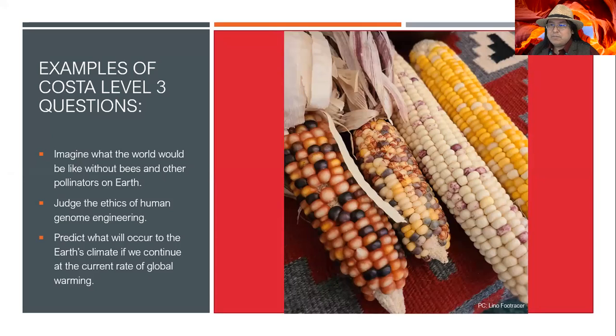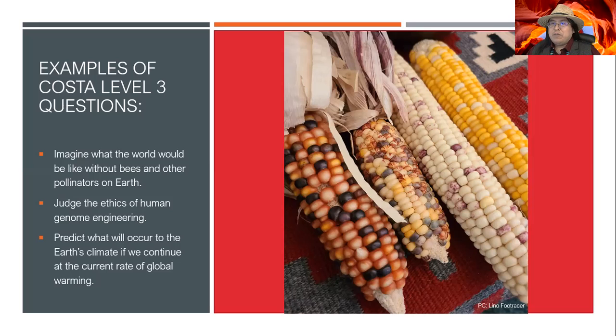Level 3 questions, some examples of this could be, imagine what the world would be like without bees and other pollinators on the earth. We could talk about the history in China where Chairman Mao had some of the sparrows and birds killed, and that caused locusts to overrun and ended up causing a famine. And we could talk about how the bees are dying out. They're beginning to disappear, the honeybee.